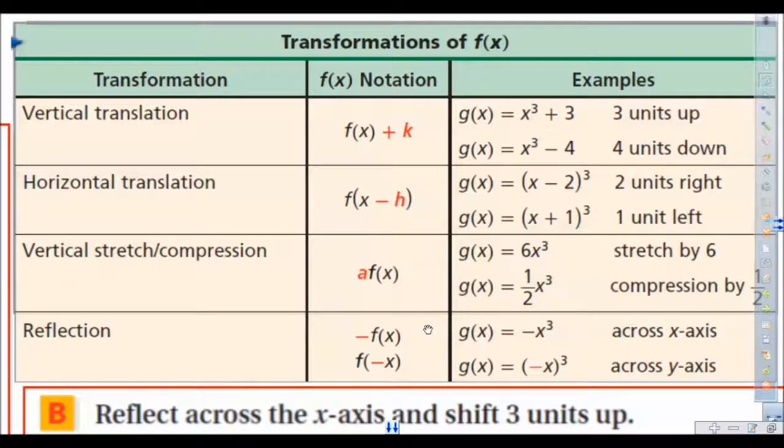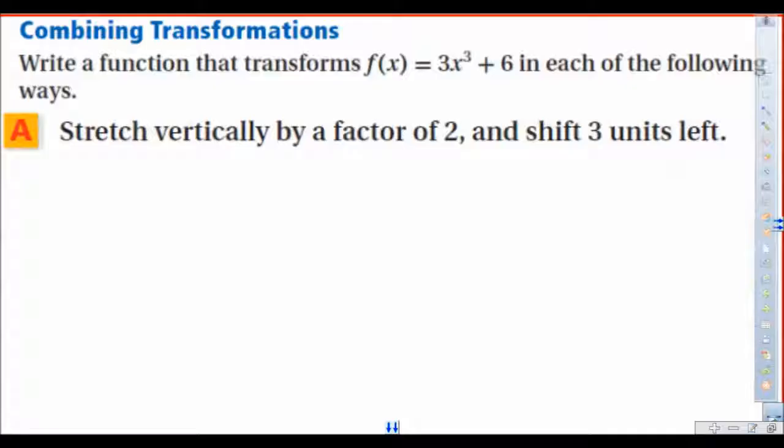So let's take a look at the first example and what we're going to be trying to do with these problems. Alright, here's the deal. They're going to start you off with a function, and they want you to do the 2 following transformations. Notice this one here, they want you to stretch it vertically by a factor of 2. And then they also want you to shift it 3 to the left. So here's where you start. First step, let's just get our function written down.